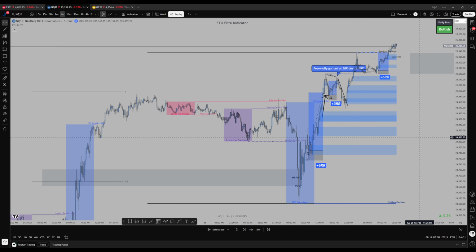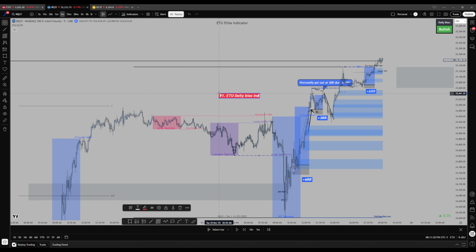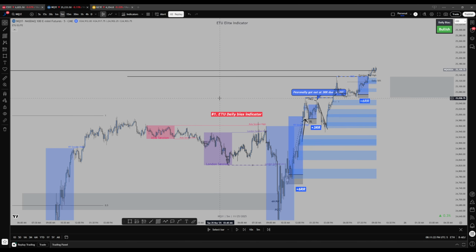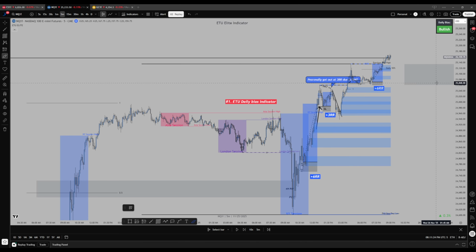Number one is going to be an indicator. I have my personal EDU daily bias indicator that is included on my website. Again, it gives me a bias, as you can see on the top right of my screen. Every single daily candle, I get a new daily bias. It's going to be either bullish, bearish, or neutral.